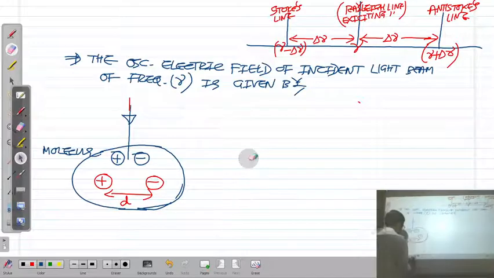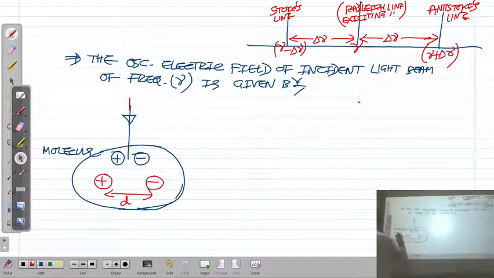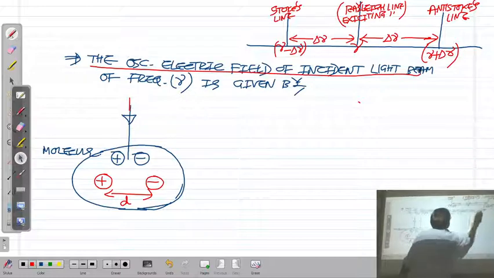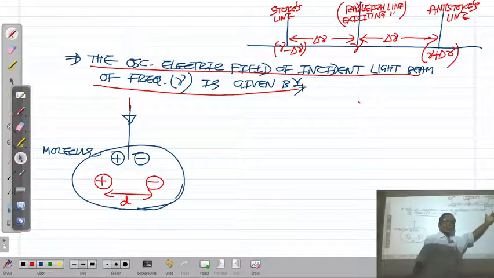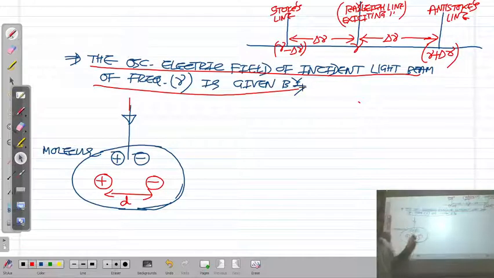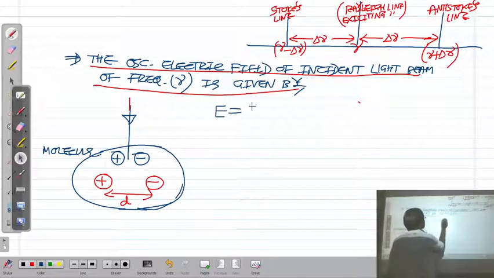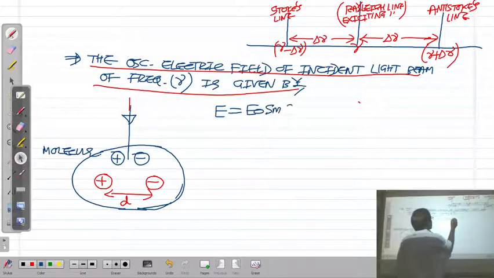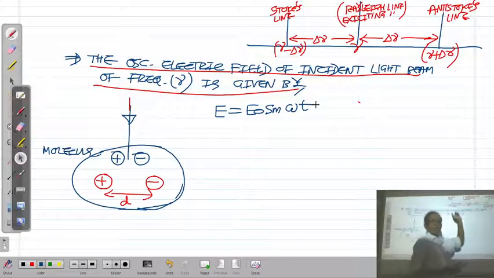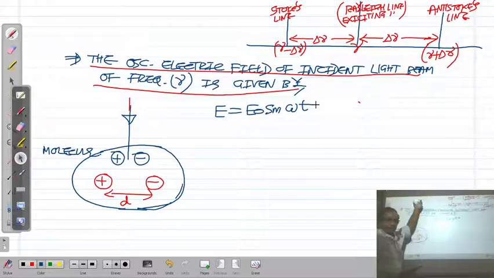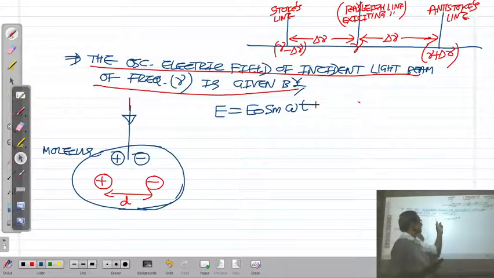You have studied the equation of the oscillating electric field. The oscillating or varying electric field of the incident light wave, which is incident on the molecule, is given by E is equal to E0 sin omega t, right? So this is the equation of the oscillating electric field of the incident light on the molecule: E is equal to E0 sin omega t.